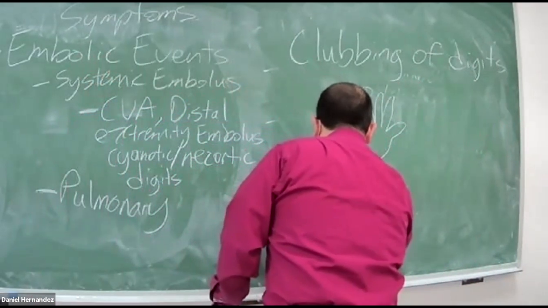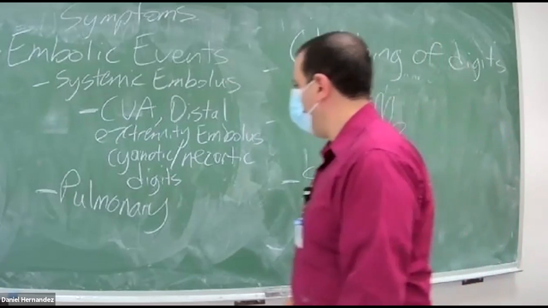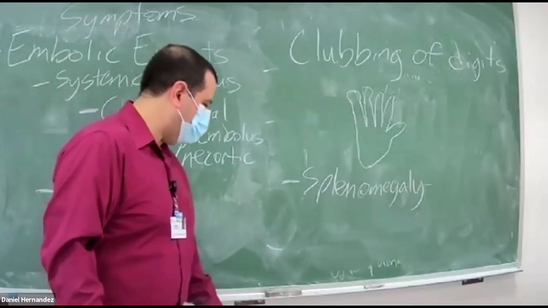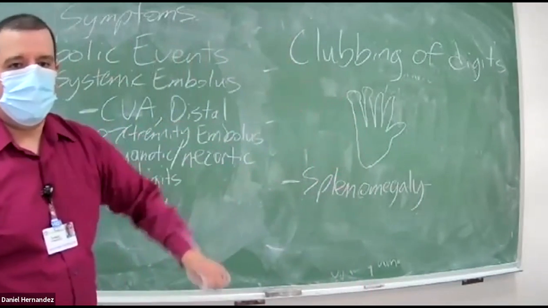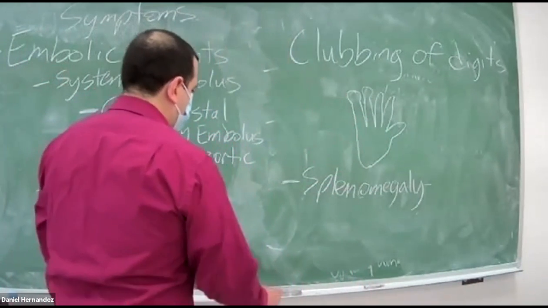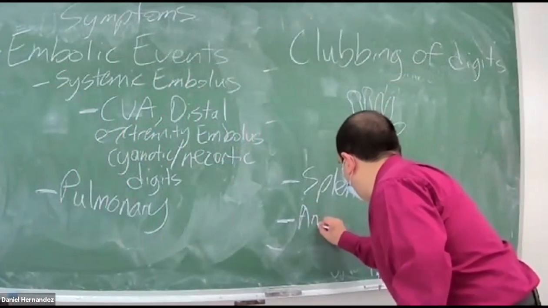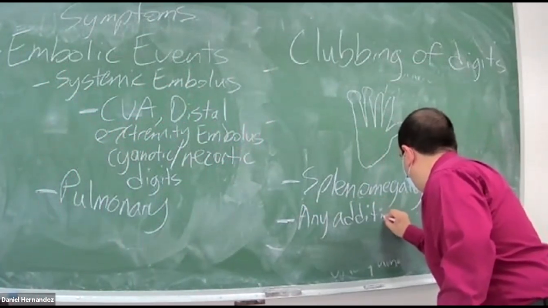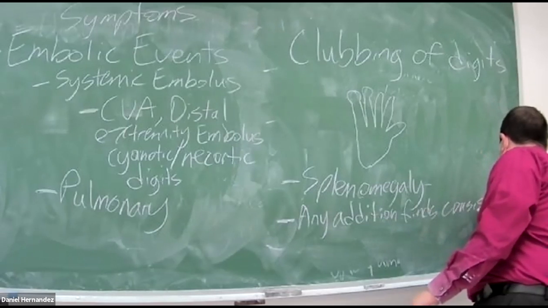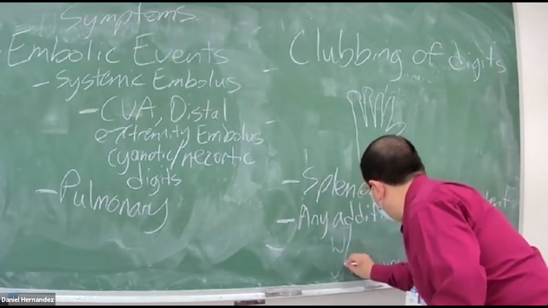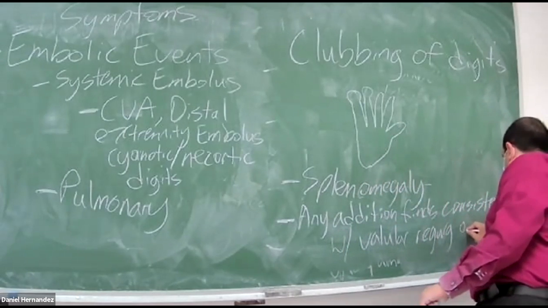Patients may also have splenomegaly. And any other findings that might be consistent with valvular regurgitation or valve obstruction.